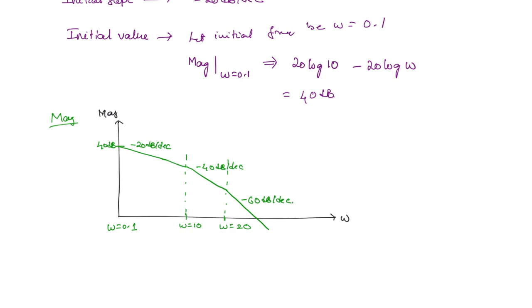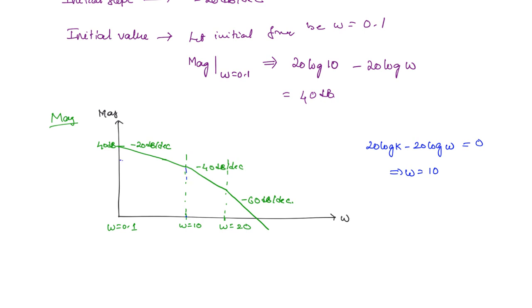Okay. Another piece of information that you can show is when this magnitude becomes 0 dB. Okay. So let us assume that 0 dB is achieved in between these frequencies. Then what will be the expression for magnitude? It is going to be 20 log k minus 20 log omega. So if this has to be 0, then what will be the value of omega, right? So here omega will be equal to k, which is 10. Okay. So that means here itself it is reaching 0 dB.